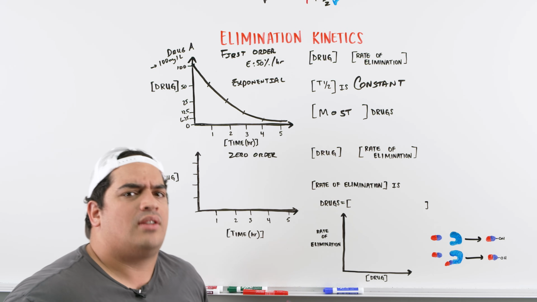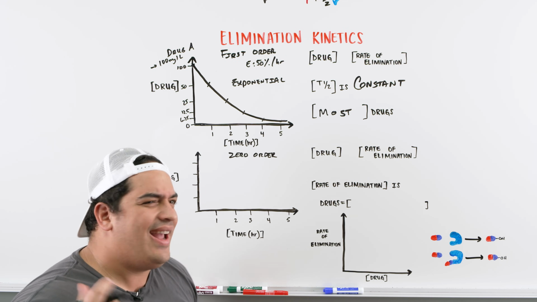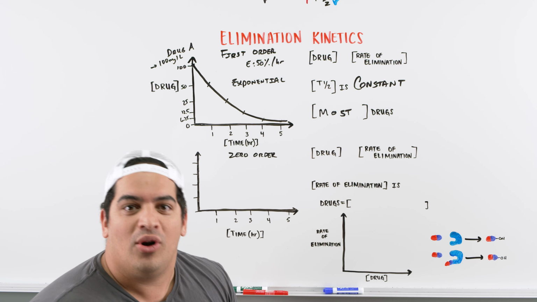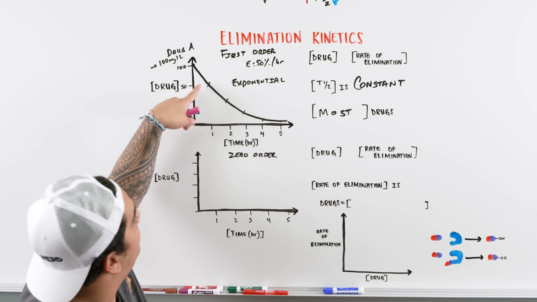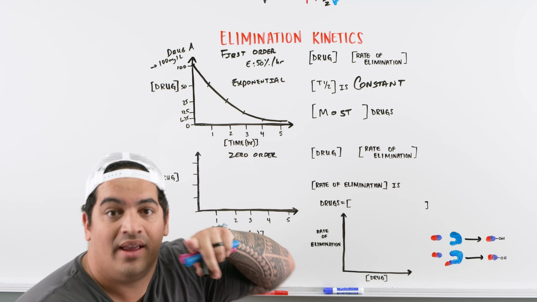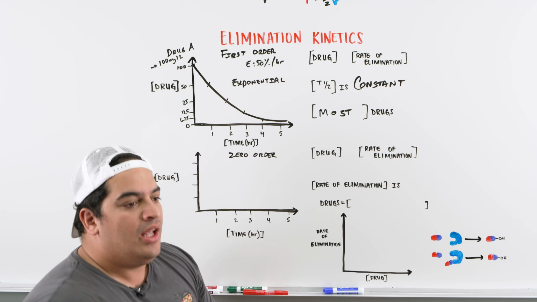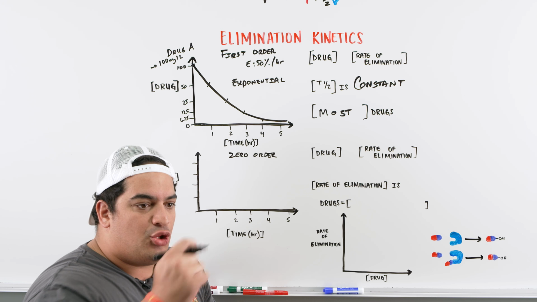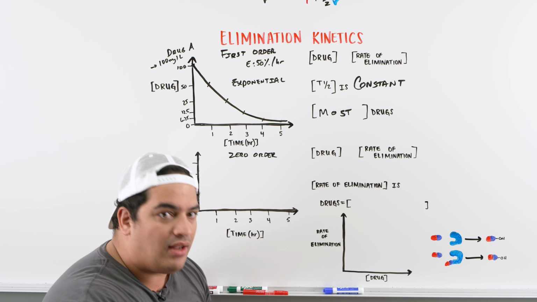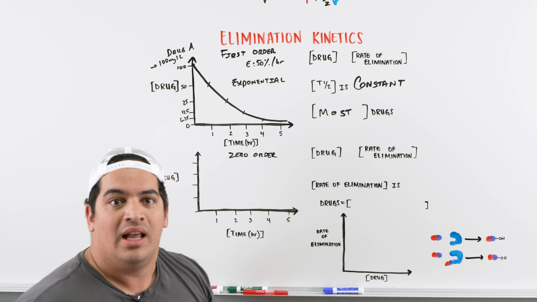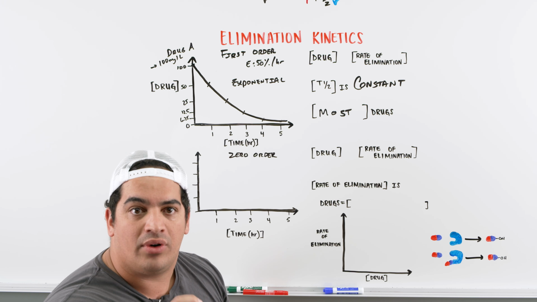If we're asked, what drugs operate under first order enzymatic kinetics? You say, I got you. It's most drugs. And you want to know why? It's because the half-life is constant, every single hour removing 50% of the drug. Now, here's what's really interesting. The amount of drug that you give to the patient is directly proportional to the rate of elimination. And this is important only in first order enzymatic kinetics.